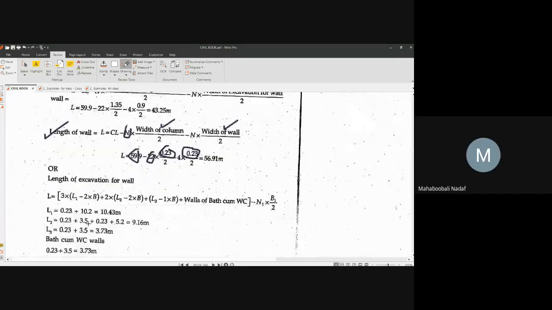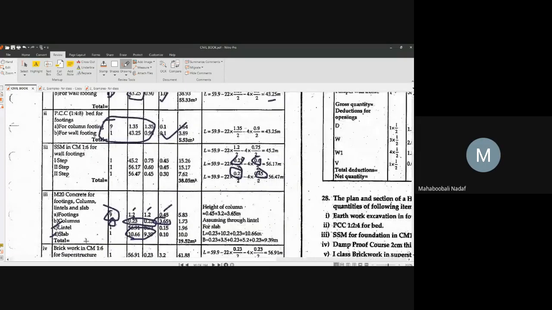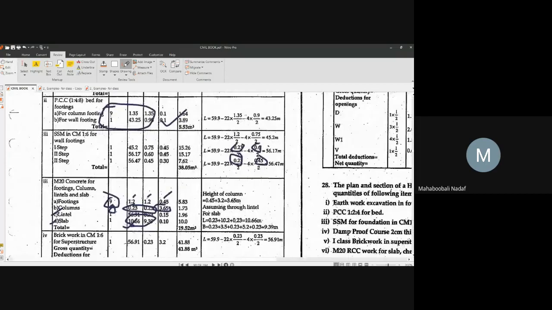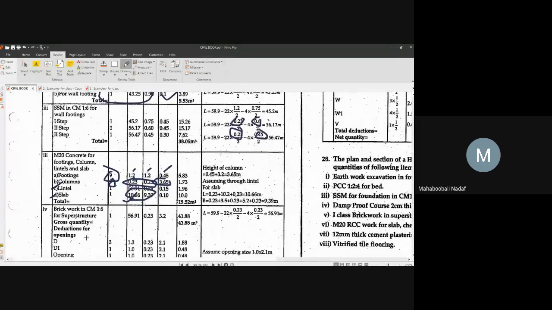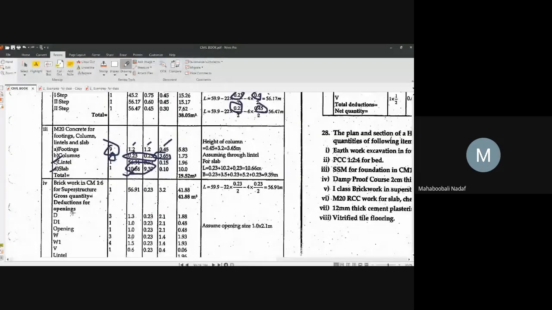10.66, sir. Very good. 10.6. 10.66. Similarly, on this direction, can you calculate the brickwork? It is simple, no? Brickwork. Is that okay? Yes, sir.